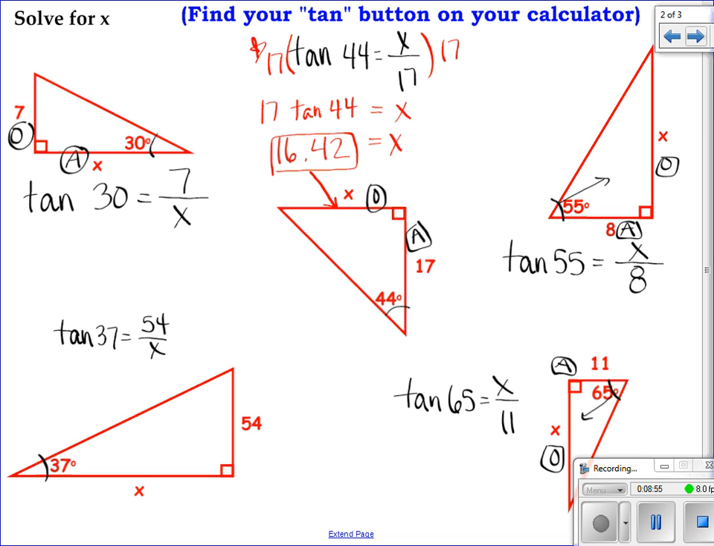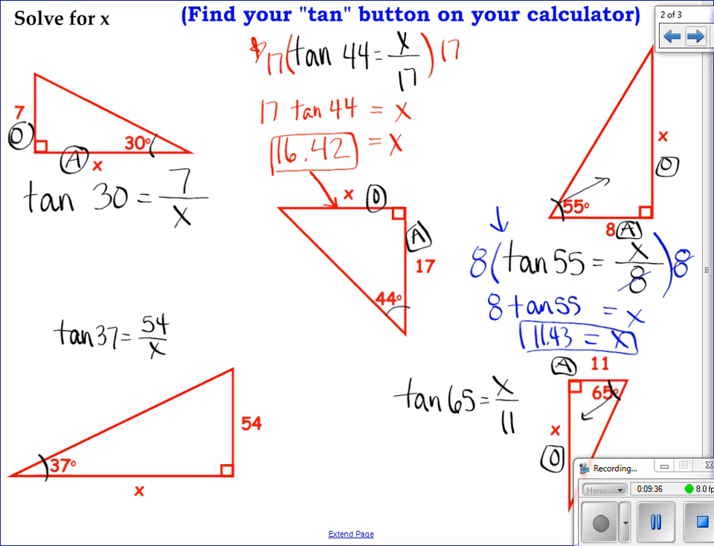So let's move to the right. Let's go right here. What would we multiply both sides by? We're going to do 8. So now on the right-hand side, the whole reason we did this, the 8's are gone. Left with just x over there. 8 tan 55. So we put that in the calculator, and we get 11.43. We just figured out the height of that triangle right there.